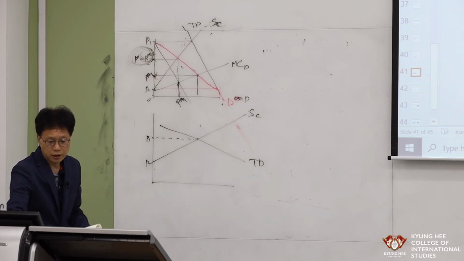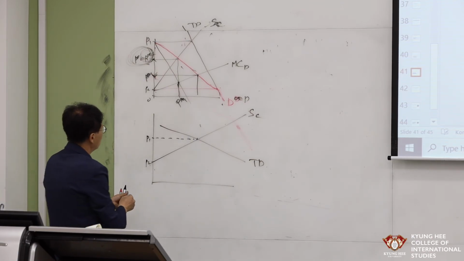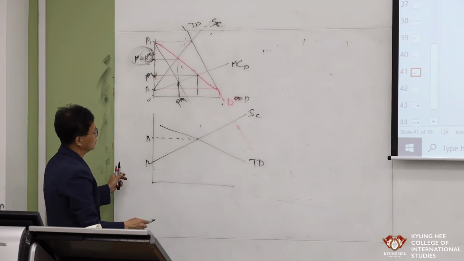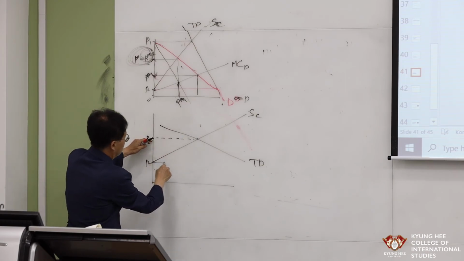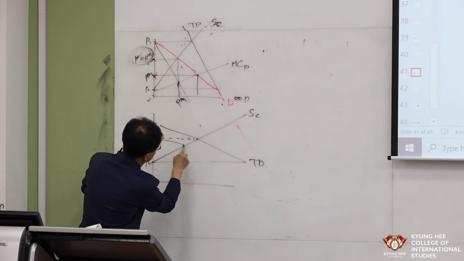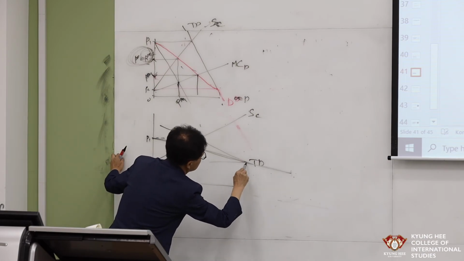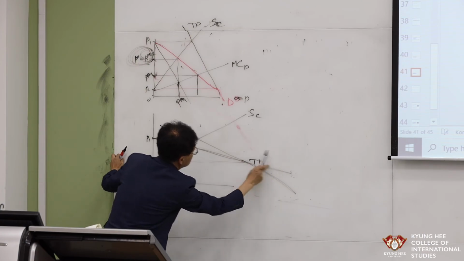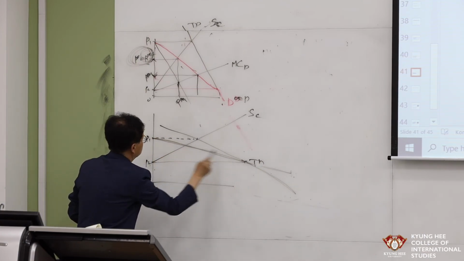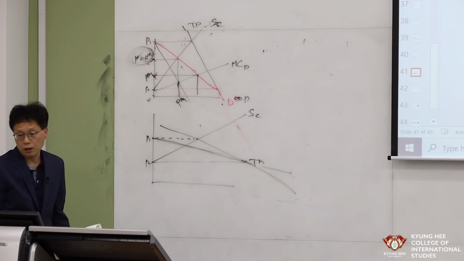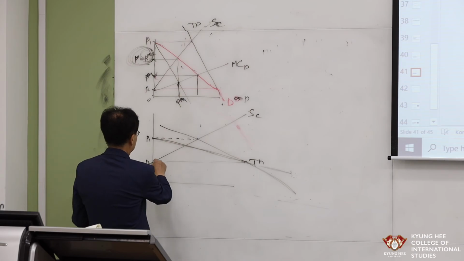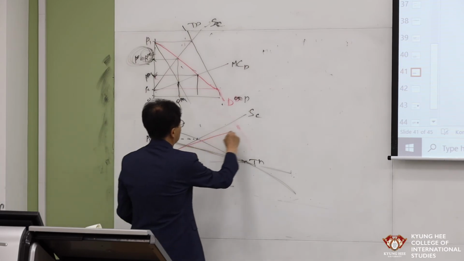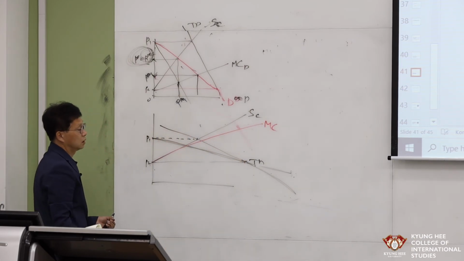From here we can derive CPEC's demand curve, starting from here and here. So CPEC's demand curve is like this, like this, like this. That is the CPEC demand curve, kinked at this point. And marginal cost of CPEC is like this.